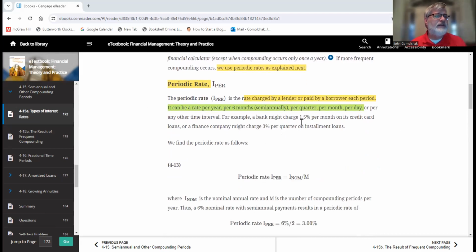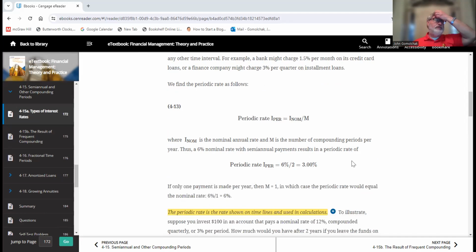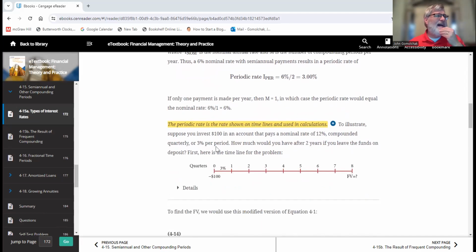Okay, so over here they say 1.5% per month. If you were to extend that out for the year, that's an 18% nominal rate. Okay, so 12 months times 1.5. Or if you have somebody that's charging 3% per quarter, that's 1% per month. That's going to be a 12% per year nominal rate. But those things are not necessarily useful to us, okay? What happens is you have to remember that you're going to have a certain number of periods.